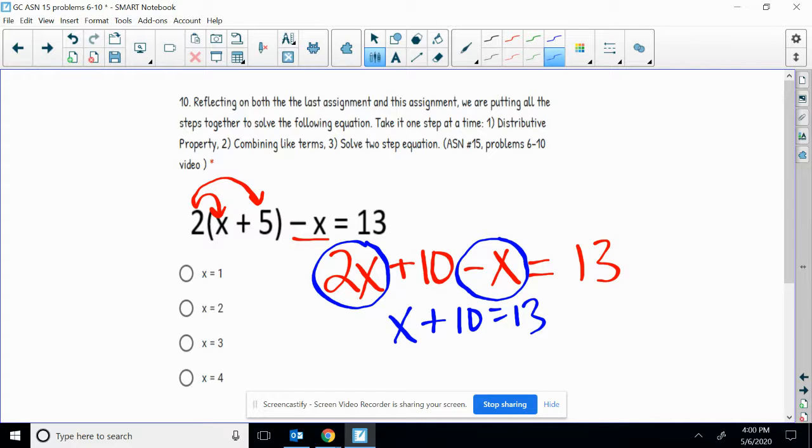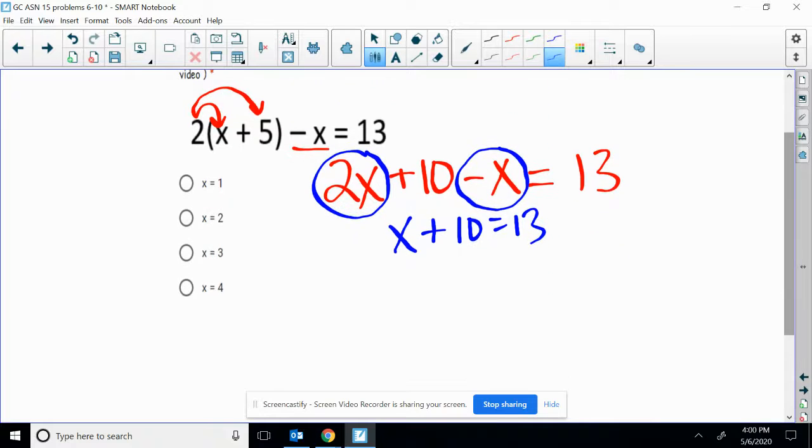I want to isolate that x. I need to get rid of that 10. They added 10. The opposite operation is to subtract 10 from both sides. All I have left is 1x, so these subtracted out and cancel each other out. x equals 13 minus 10, which is 3.